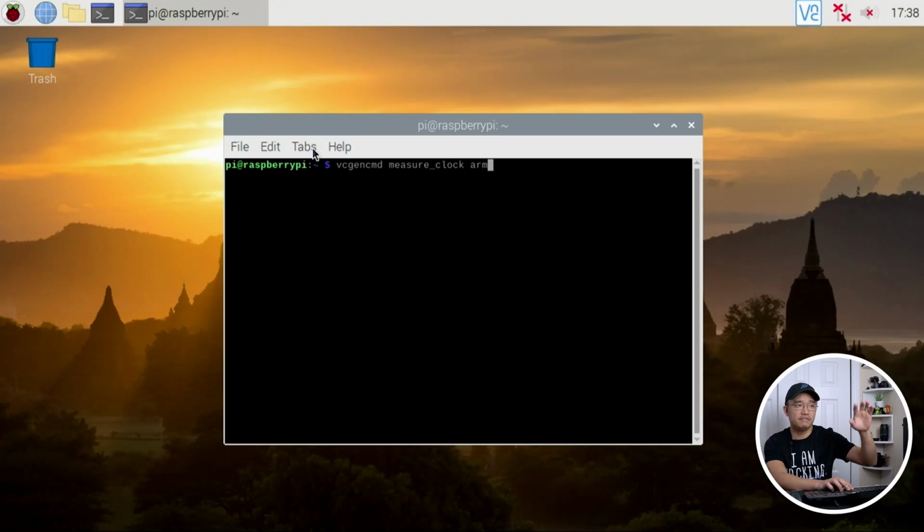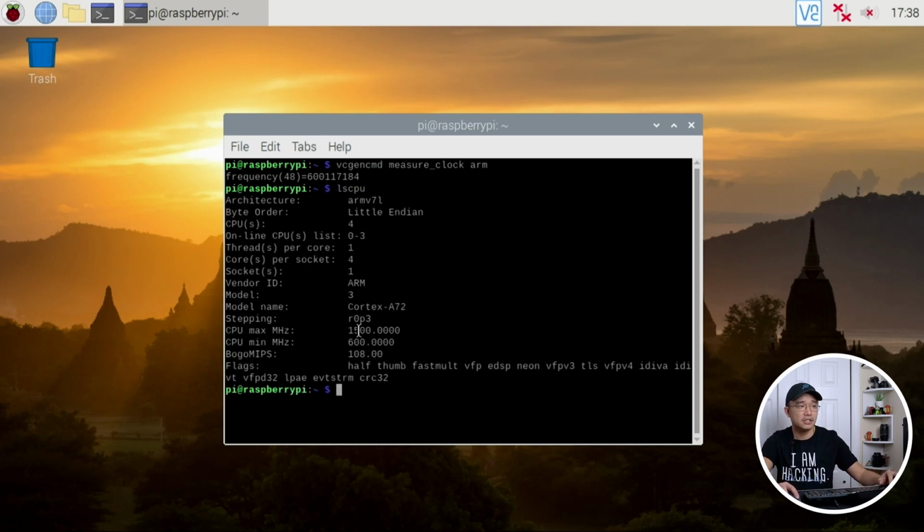And before I do anything, what I want to grab is vcgencmd measure_clock arm. And right now it's not going to show anything because it's on the lowest setting. So let me do lscpu. And you can see it's at 1.5 GHz, which is stock clock.